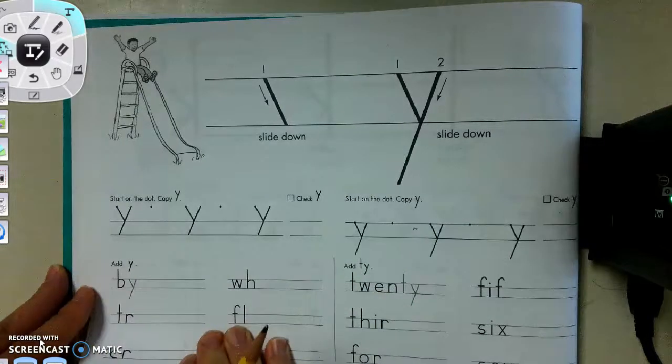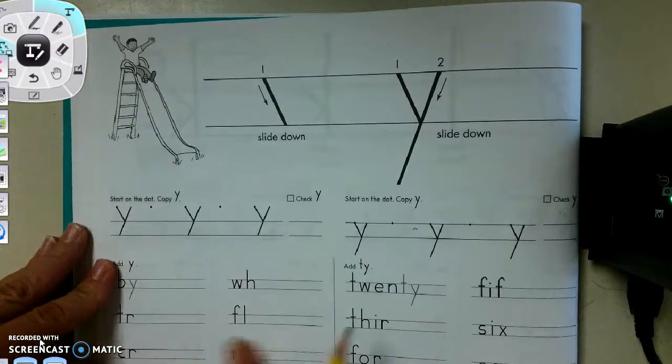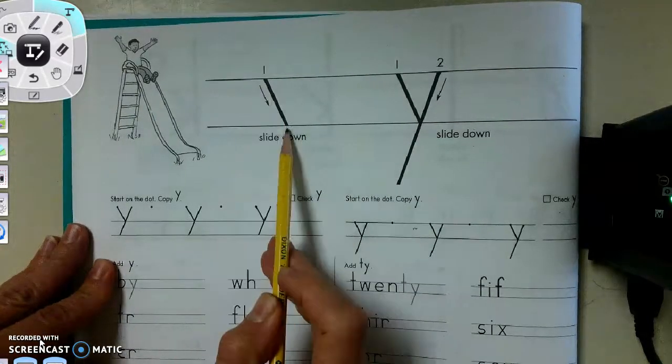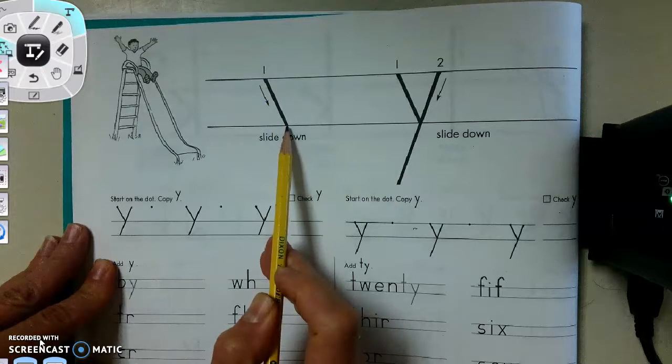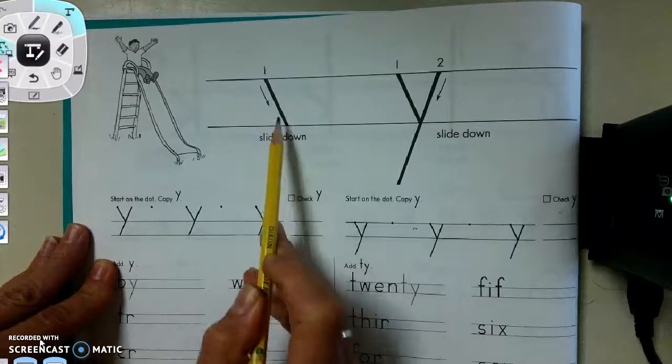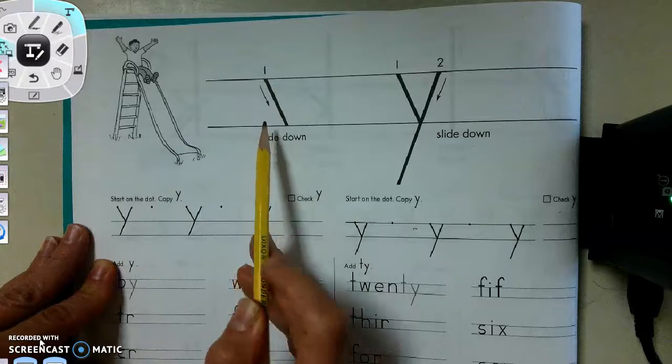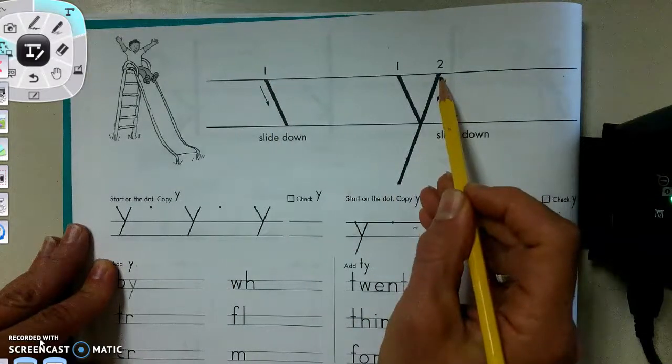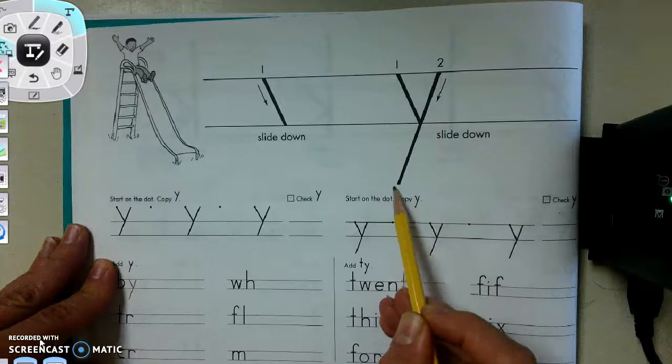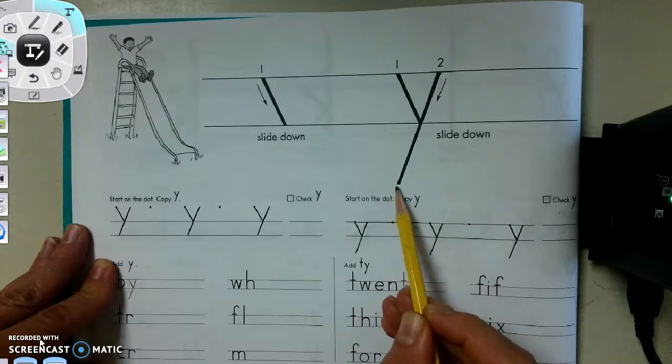You get to slide 2 times. So you are going to slide down between the lines and make it look like a slide. A slide should slant, right? It's not coming straight down. And then you get to do a big slide, again on a diagonal, slant it, and make it a descending letter so it goes below the line.